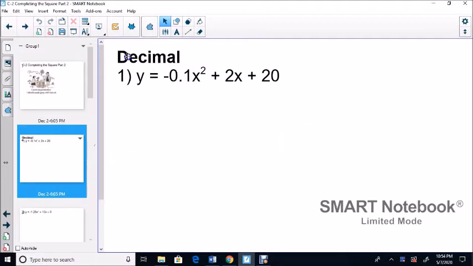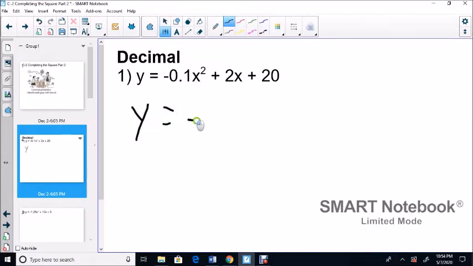Okay, so now we're going to do the exact same thing with some decimals. Let's start with this here, 0.1. We're going to do the exact same thing. It's a negative 0.1, so we want the x squared by itself. I'm going to go y equals negative 0.1 and put my bracket and the x squared. So I've divided the negative 0.1 out from here, so I just have x squared and I put the bracket.